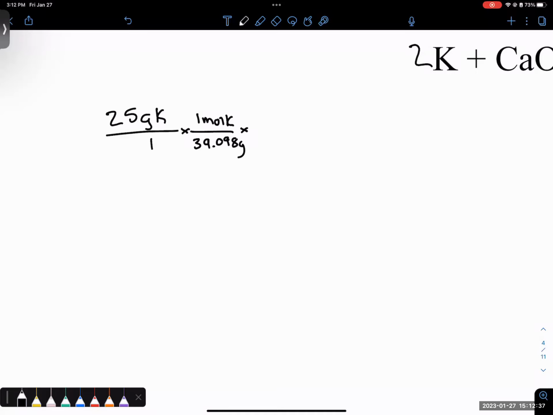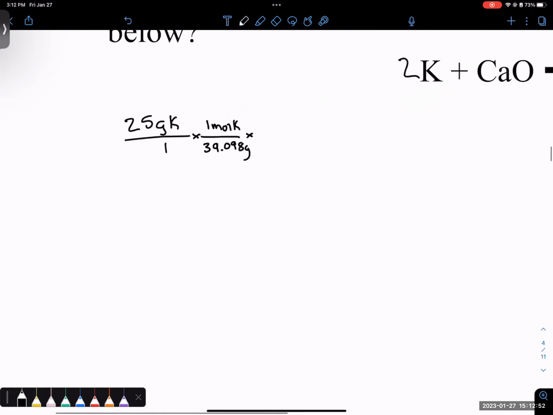And using our balanced chemical equation is how we're going to get from moles of one thing to moles of another thing. So what's the ratio for this? 1 to 2. So for every 2 moles of potassium, 1 mole of K2O is produced. If you put this in your calculator, you should get 0.3197 moles of K2O.